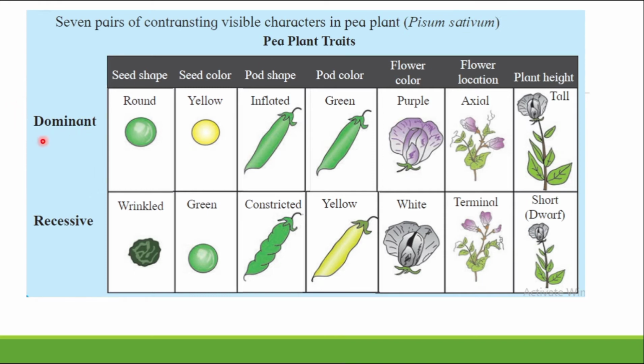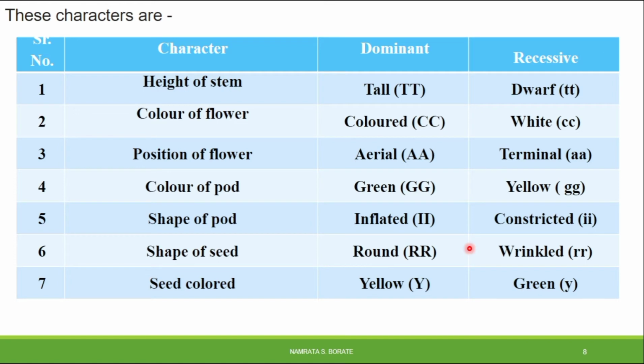There is a presence of 2 forms of characteristics, some are dominant and some are recessive. Mendel studied 7 pairs of contrasting characteristics. Seed shape, it may be round or wrinkled. Seed color, yellow or green. Pod shape, inflated or constricted. Pod color, green and yellow. Flower color, purple and white. Flower location, axil and terminal. And plant height, tall and dwarf. These are the 7 contrasting characteristics considered by Mendel.